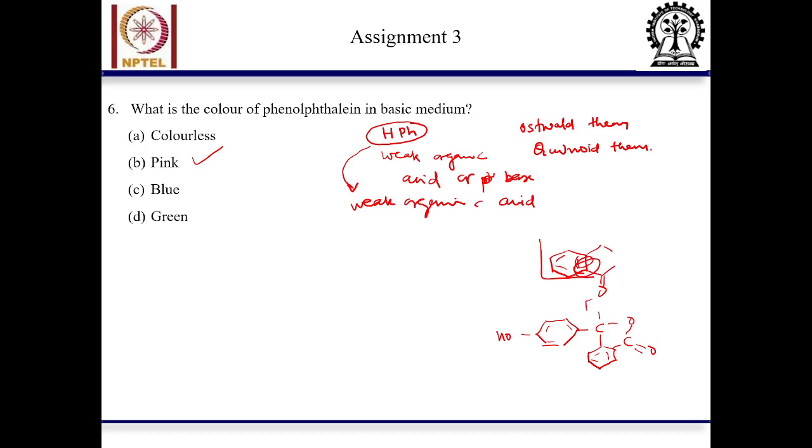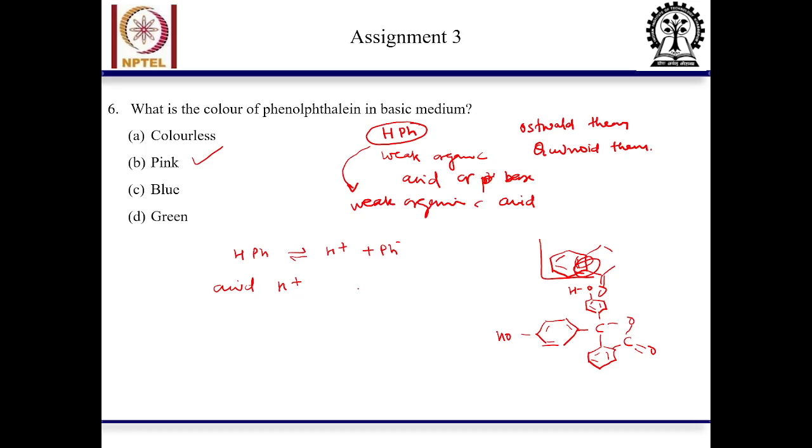Okay, we have OH here. So this is your phenolphthalein. Basically, your indicator is HPh, so it has two equilibria. It will go to H plus and Ph minus. Now, what happens if we add the acid? If we add the acid, what will happen?